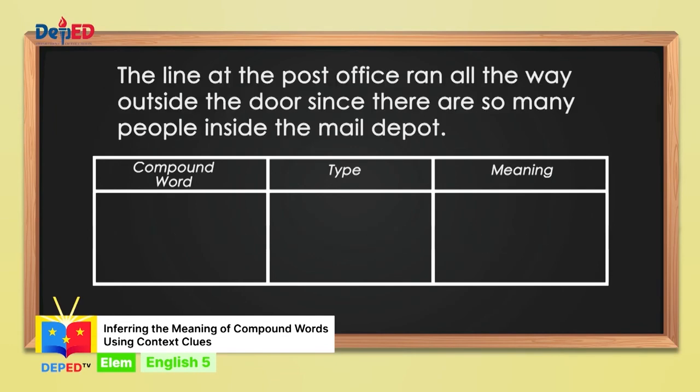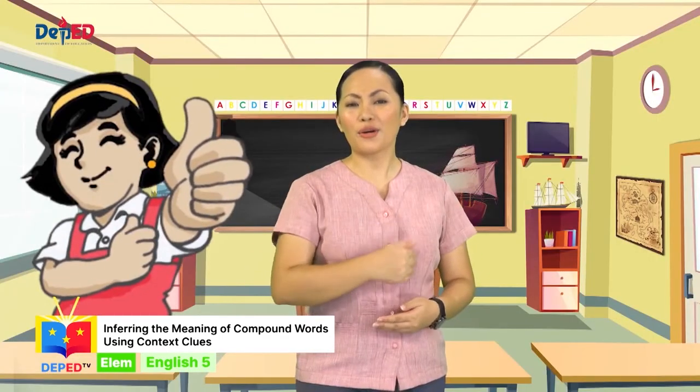The answer for number 3 is post office. Post office is an open compound word. Post office means a mail depot. The answer for number 4 is ice cream. Ice cream is an open compound word. Ice cream means dessert. The answer for number 5 is afternoon. Afternoon is a closed compound word. Afternoon means after lunch. Wow! Great job!